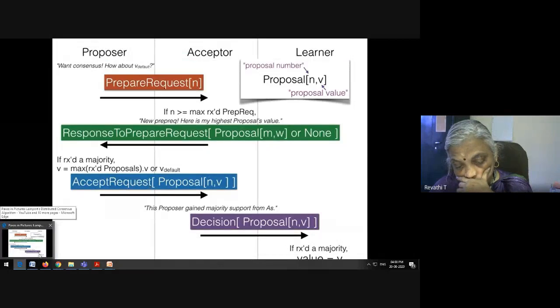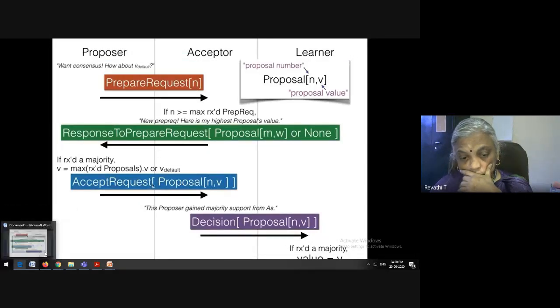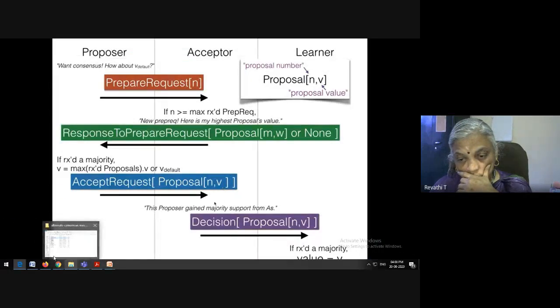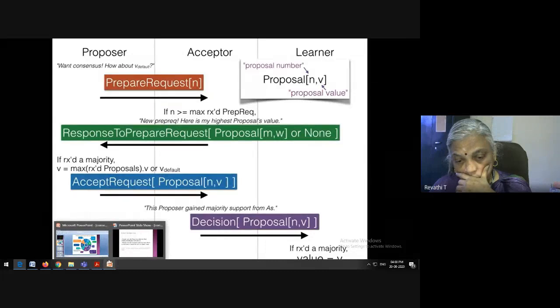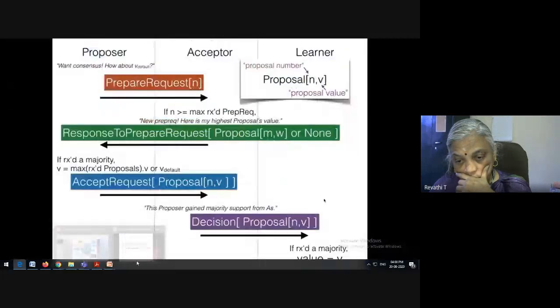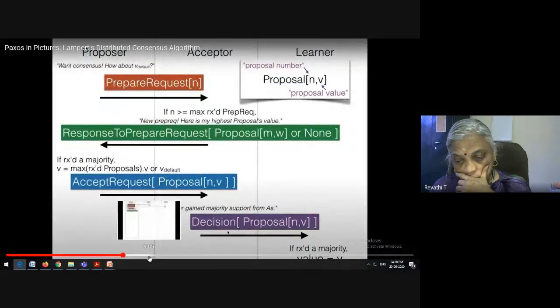So that's different than a prepare request. An accept request, for one thing, is blue, not red. And it sends it out to all of the acceptors. Once an acceptor receives an accept request, it knows that the sender, the proposer, has gained a majority support from all of the acceptors, and the acceptor then passes that proposal on to all of the learners that it knows about, in the form of a decision message.